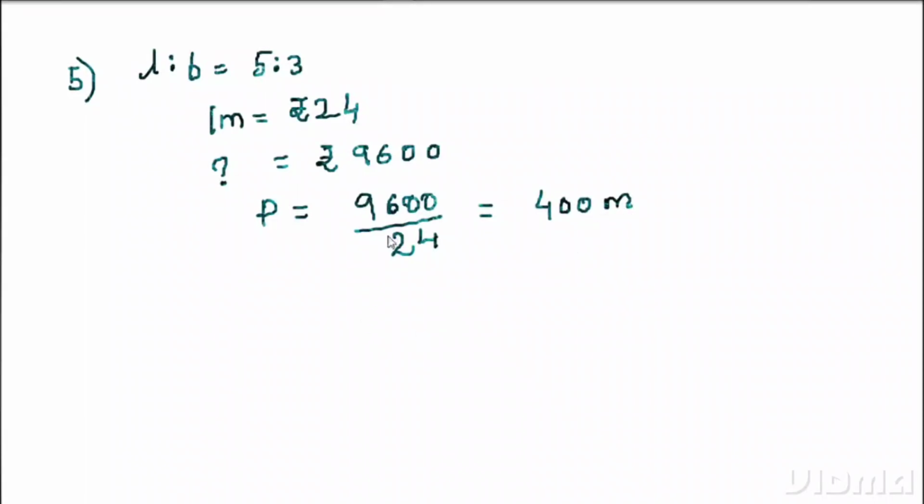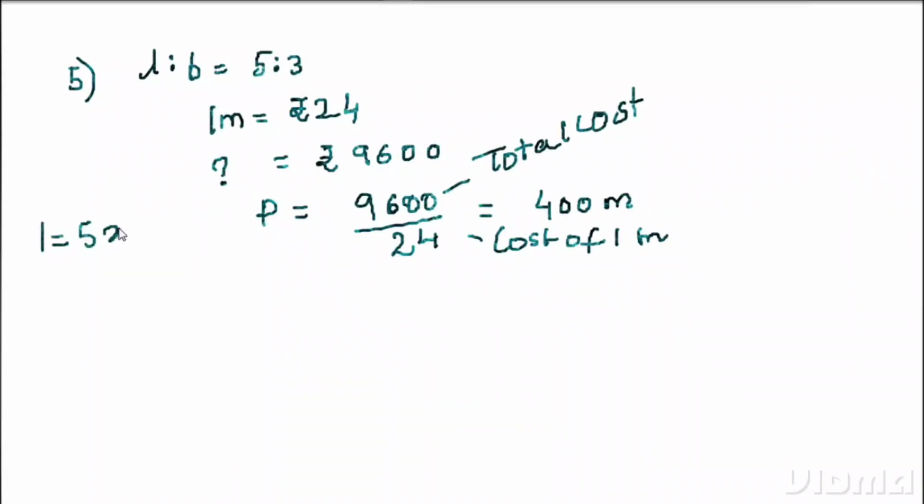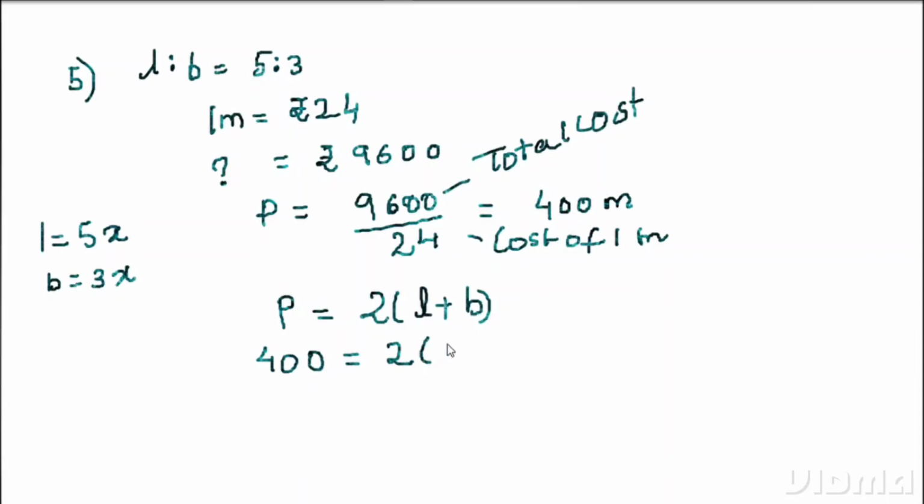तो याद रखना जब दो कॉस्ट दिया रहेगा तो पेरीमीटर निकालने के लिए we have to do total cost divided by cost of 1 meter. तो ये हो गया पेरीमीटर. So once I have got the perimeter, length is given to me as 5x, breadth is 3x because they have given me the ratio. Now can I write what is going to be the perimeter? It will be 2 times L plus B, where I know the perimeter, निकाल लिया हम लोगों ने, that is 400 meter. 2 times L that is 5x plus B that is 3x.